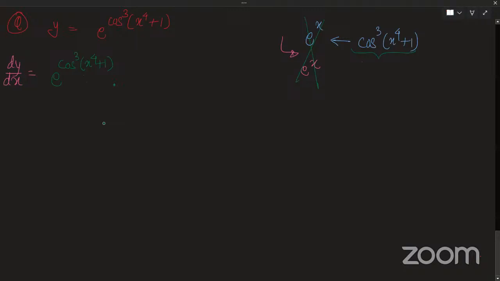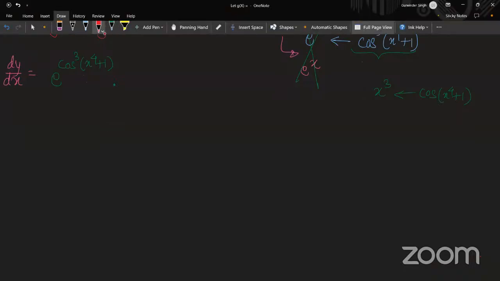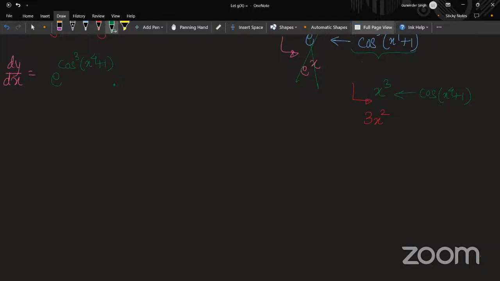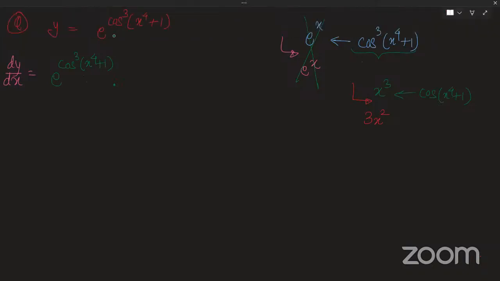So you completed this level. Now you draw the web chart of this thing. So you have cos cube of x raised to 4 plus 1. Can you tell me which function is inserted inside which function? cos of x raised to 4 plus 1 is inserted inside x cube. Great work. So we approach from the outermost side and get the first function as x cube. Can you tell me what is the derivative of x cube? 3x square, sir. Great. Right? 3x square.